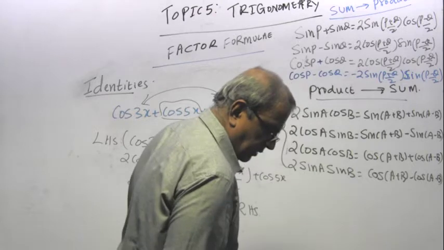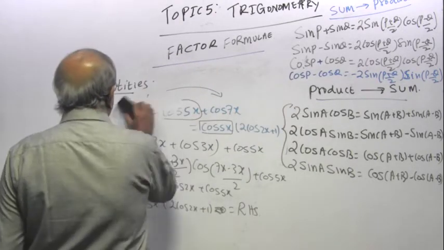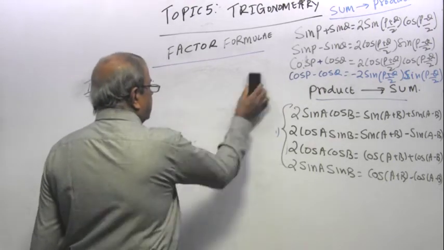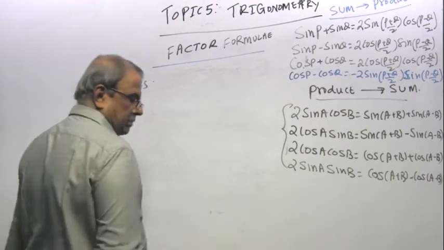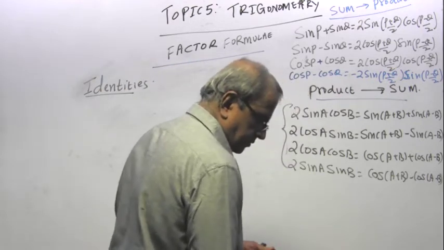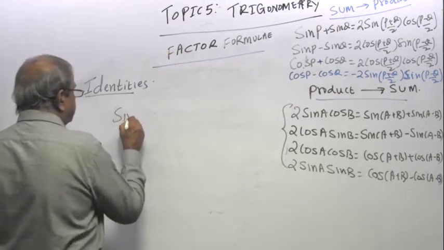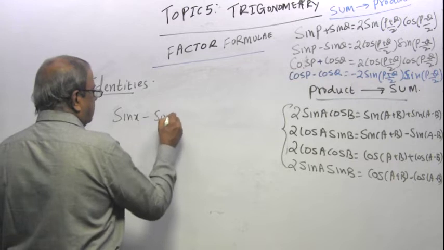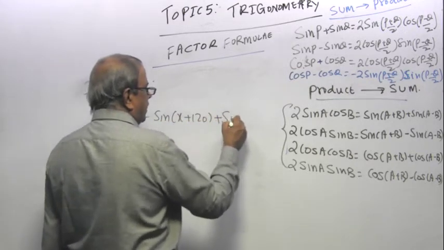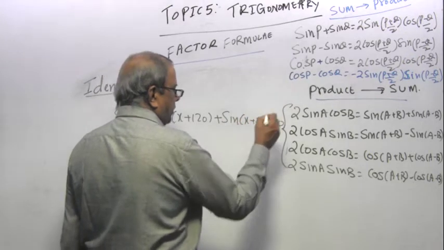Let me pick another question. This can come very well in your paper because it can be done in so many ways. Sin x minus sin of (x plus 120) plus sin of (x plus 240) equals 0. I need to prove it.